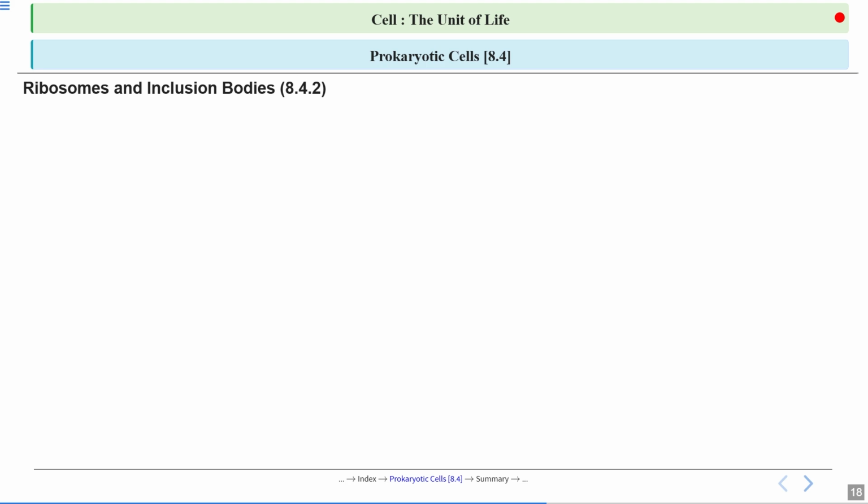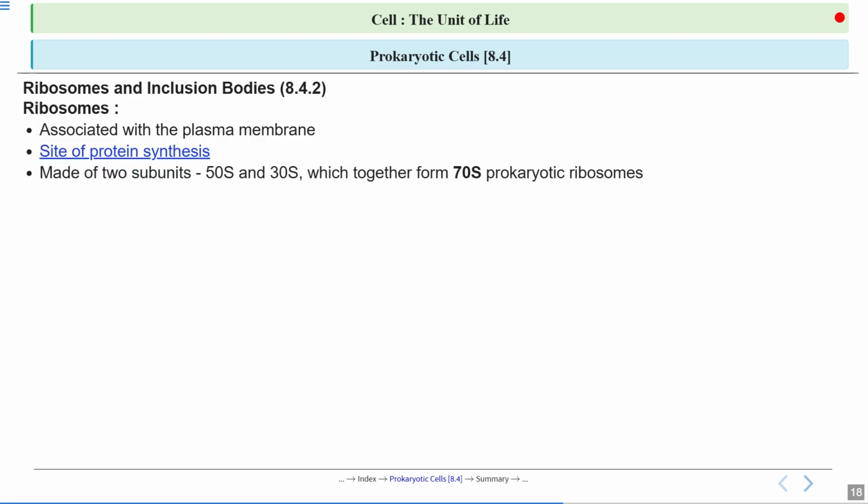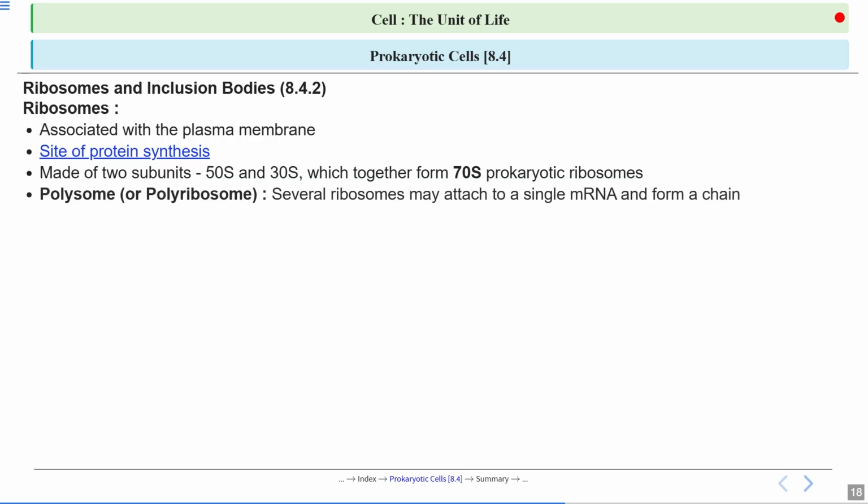Now next one is ribosomes and inclusion bodies. So first one is ribosomes. These are associated with the plasma membrane. They are the site of protein synthesis. This is very important. Made up of two subunits, 50S and 30S, which together form the 70S prokaryotic ribosome. So in prokaryotes, 70S ribosomes are present.